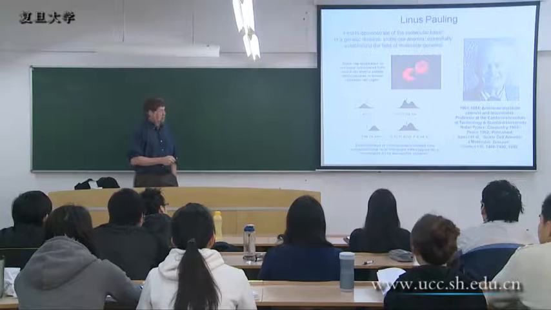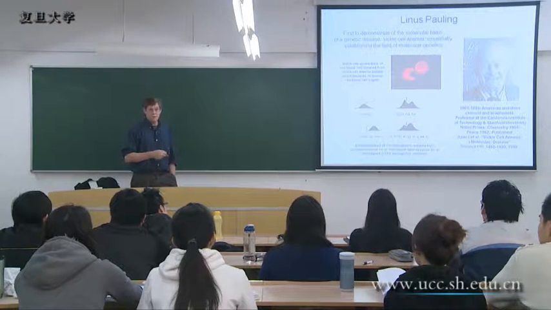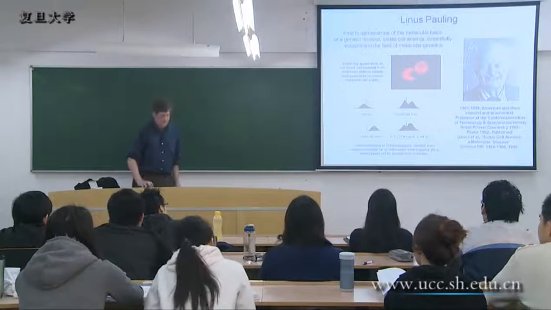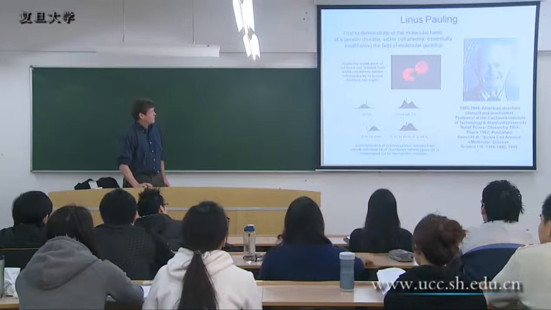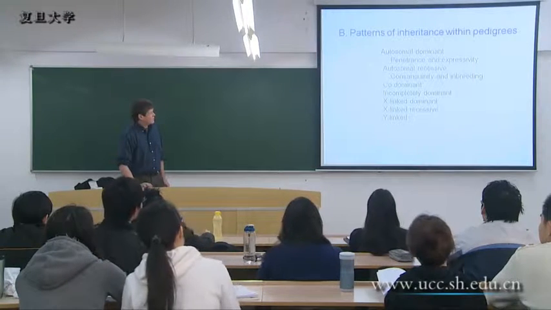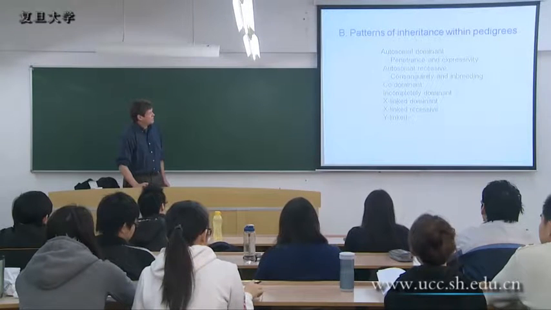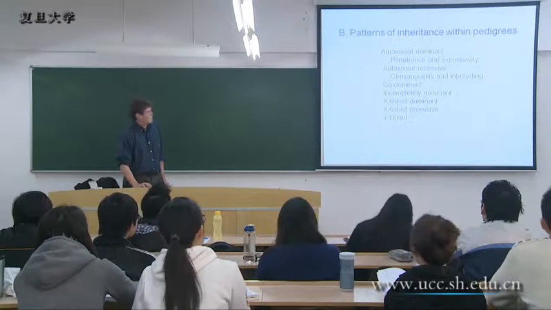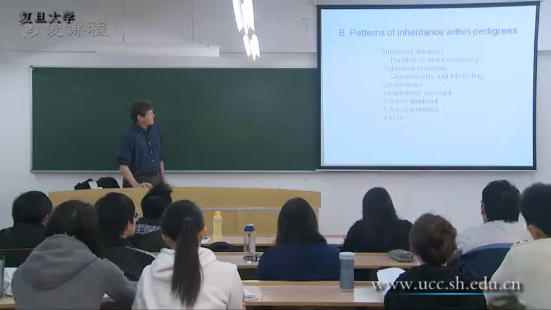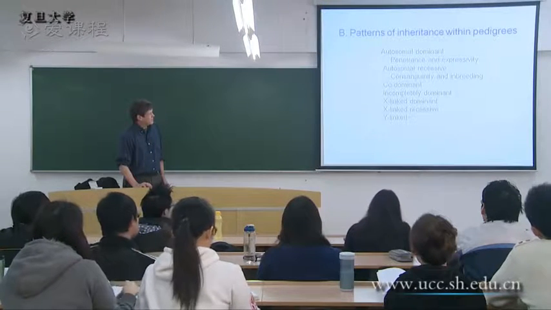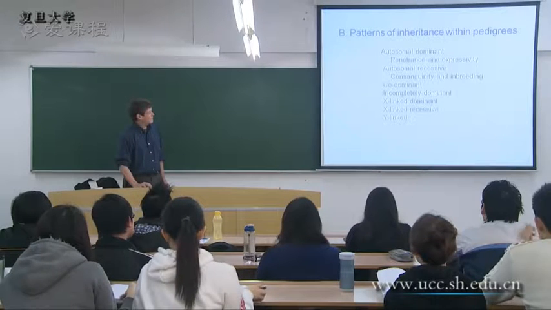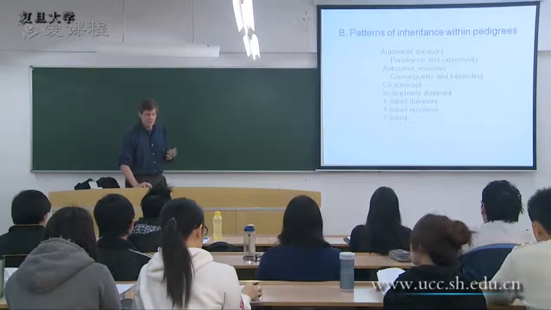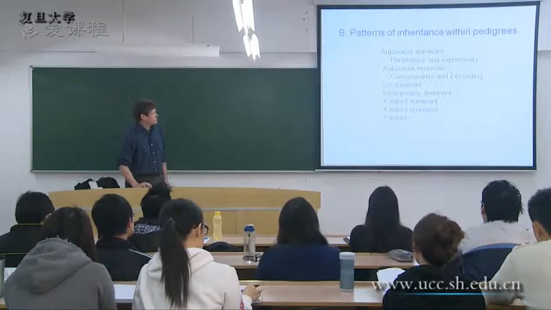Okay, so there are of course many other individuals who played important roles in the establishment of modern genetics, but these four made particularly important contributions. Okay, so then the next thing I'd like to talk about are patterns of inheritance within pedigrees. Now, pedigrees just means an extended family. And what I'm going to do is give you examples of different types of inheritance that have been defined, and give examples of disorders that follow each of these patterns.